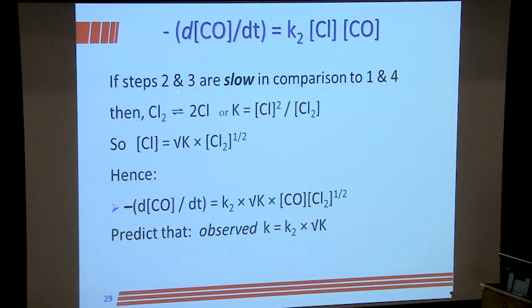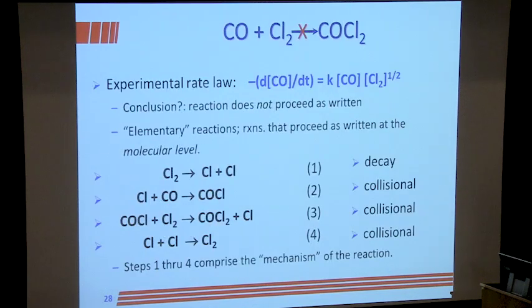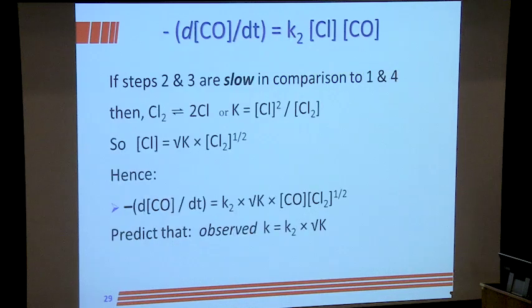So if we assume that steps 2 and 3, so these are reactions 2 and 3, are slow in comparison to the Cl2 recombining to give us 2Cl, or decomposing to Cl, and vice versa, the recombination. So this is in fast equilibrium, in other words. Okay? Then we know that the equilibrium constant is equal to the concentration of Cl squared all over the concentration of Cl2. Okay? Or then the concentration of Cl is the square root of the equilibrium constant times the concentration of Cl2. Okay? Of both of those.